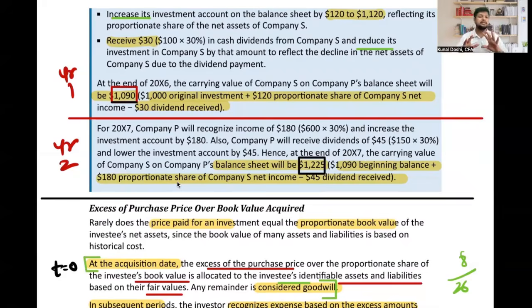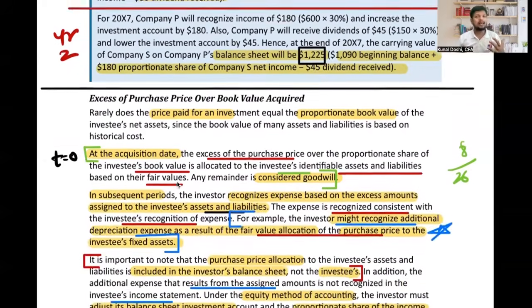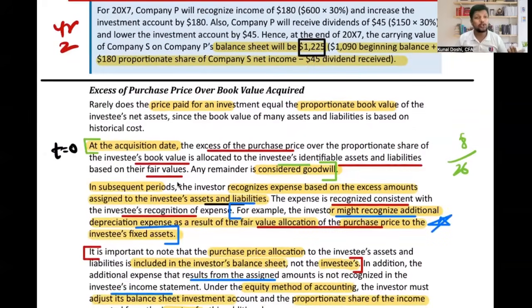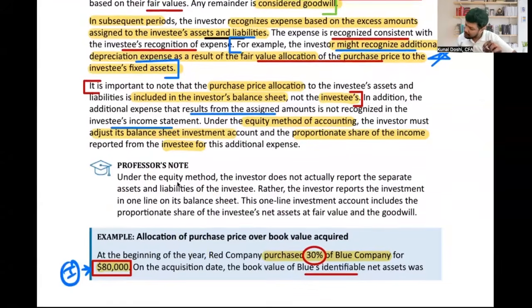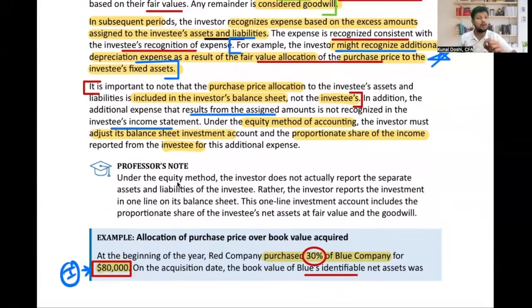Okay. Now this is basically without goodwill. Now, naturally, we pay the company more than its fair value. So there will be a case of goodwill coming up into the picture. Now, when there is goodwill, when we are going to pay more than the company's fair value, how to calculate goodwill? How will be the reflection of that in the income statement and on the balance sheet? That is what we are going to see. So let me take you all to the example that we did. So in this case, the company purchased 30% of the company for 80,000.